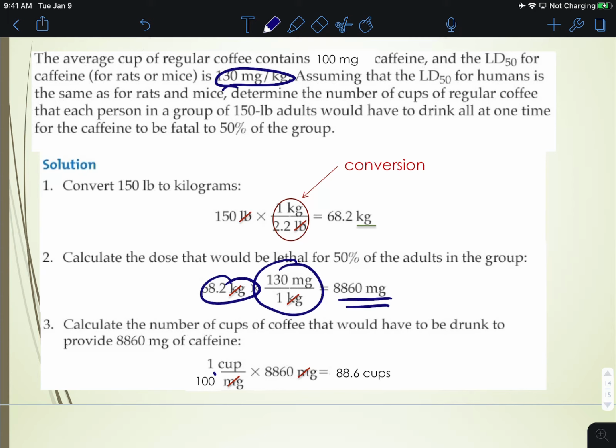And a cup of coffee has about 100 milligrams, so if we divide by 100, I do it as multiplying by the reciprocal, 1 over 100, you get 88.6 cups. And of course, if you're drinking 88.6 cups of coffee a day, you've got bigger problems than worrying about the LD50.